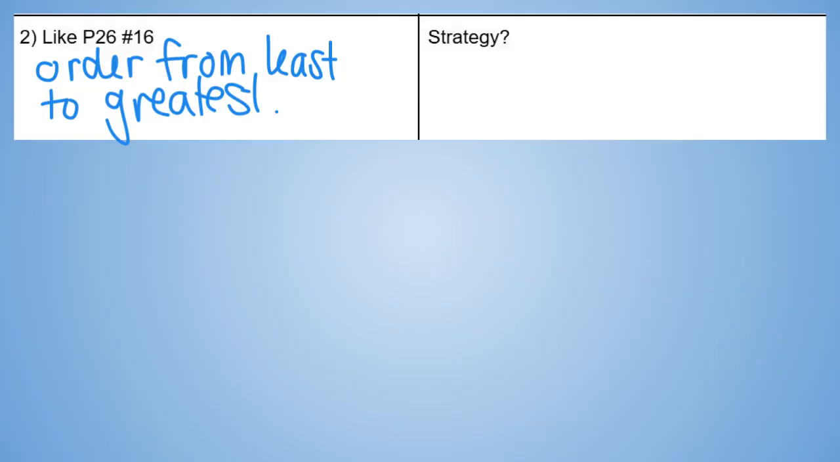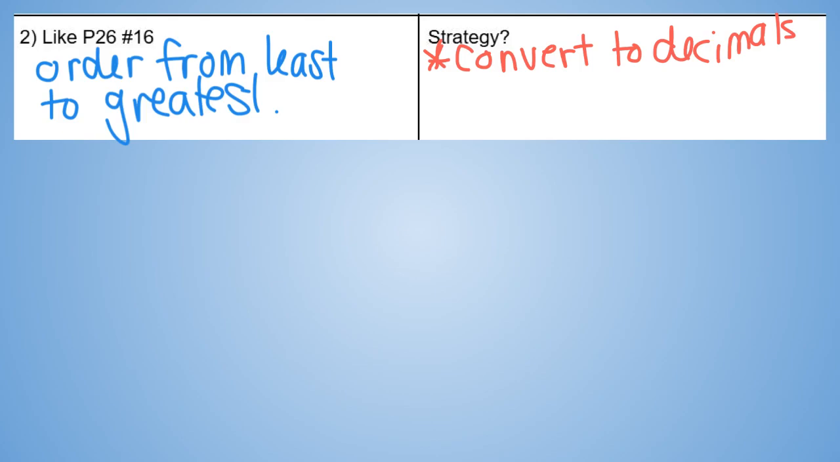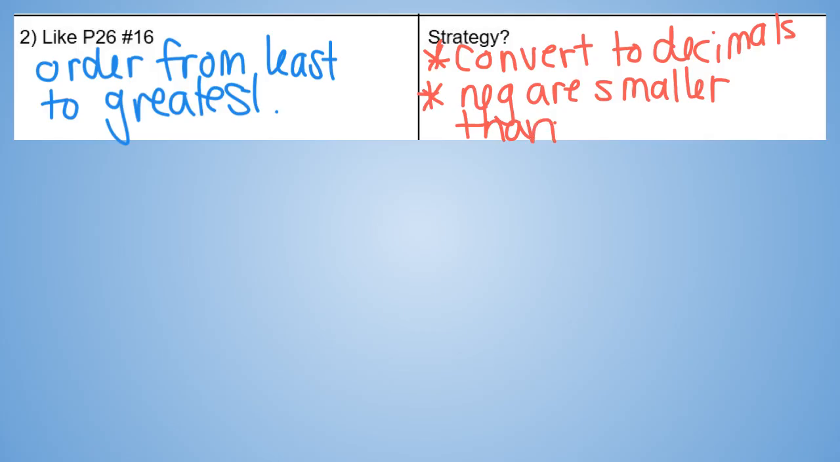All right, so let's think about our strategies. The first thing that I might do is I might make sure that everything is in the same format. So let's convert everything to decimals. Okay, now I've got my decimal forms. I can start to compare. Well, I know negatives are smaller than positives. So that simply means anything that's negative is going to come first.